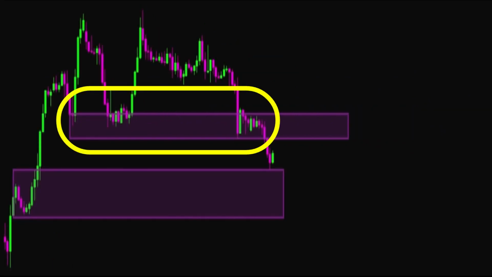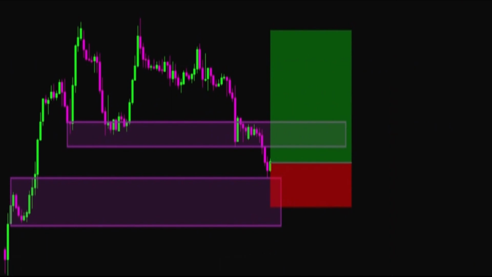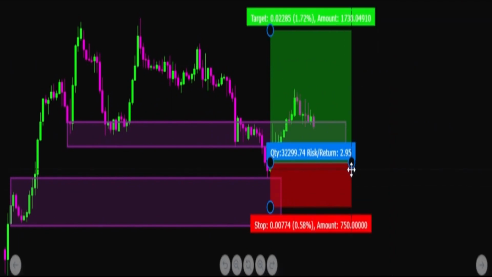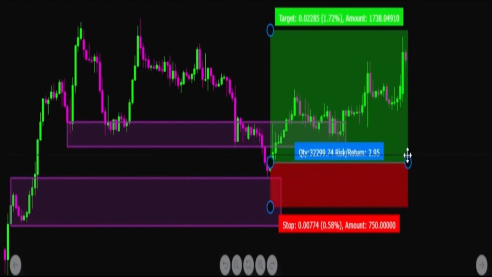We can see the market creating a liquidity zone of equal lows. And then we see the market sweeping this zone to the downside in order to reach this bullish order block zone. We would initiate our long position from this point. And as you can see, we ended up making a profitable trade.